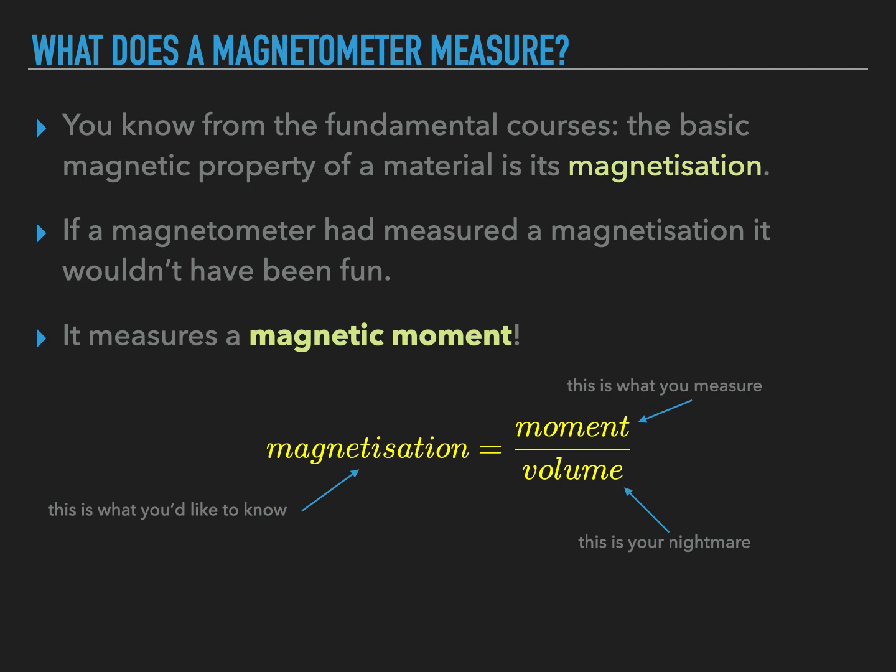The physical property that you want to obtain for your samples is the magnetization. Unfortunately, a magnetometer does not measure magnetization directly. Instead, it measures a magnetic moment. As you recall, a magnetic moment is the extensive quantity, whereas magnetization is intensive. That means that if you want to obtain magnetization, you must take the magnetic moment that you measure and divide it by the sample volume. We will see later on that obtaining the sample volume may not be trivial at all.